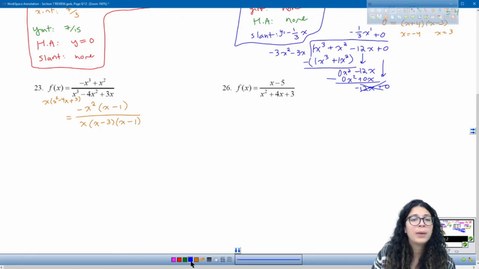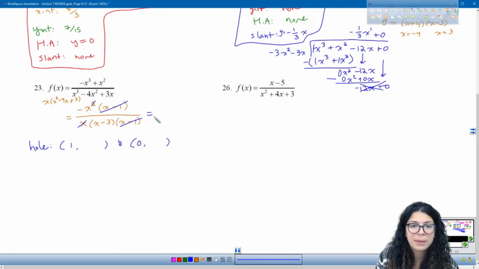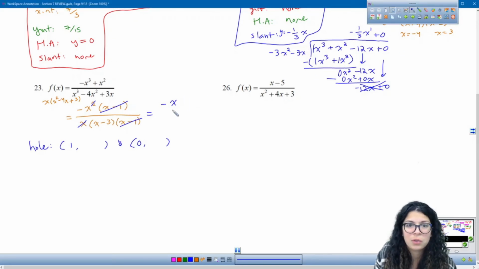Now, notice that we have two values that cancel, a copy of x and the x minus 1. So that means that there are two holes here. We have one hole which has an x value of 1, and another hole which has an x value of 0. So let's go ahead and write the simplified form here so we could find those values. So now we have negative x, actually that canceled, so just negative x in the numerator, and in the denominator we just have x minus 3.